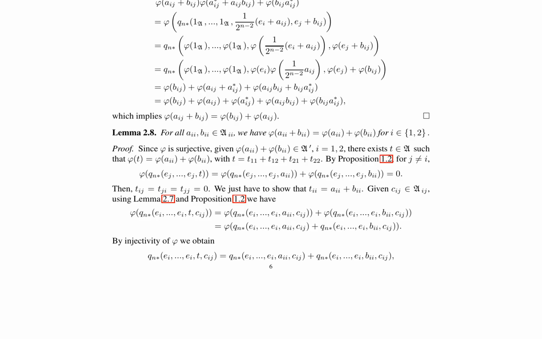Finally, lemma 2.8 focuses on the diagonal elements of the matrix, proving that the homomorphism phi is surjective. This means that for any element in the image of phi, there exists a preimage in the domain of phi. The proof involves using the previous lemmas and the injectivity of phi to establish this property. In summary, this section provides a detailed analysis of the homomorphism phi, demonstrating its linearity and surjectivity.